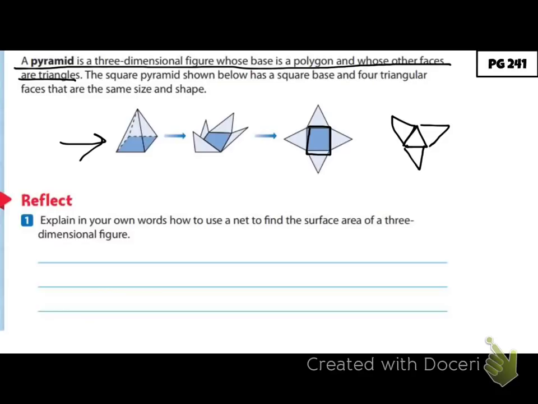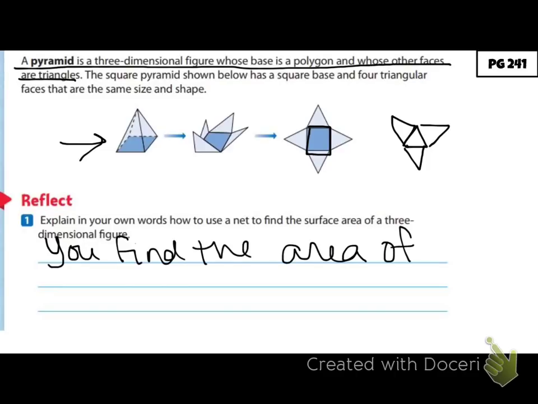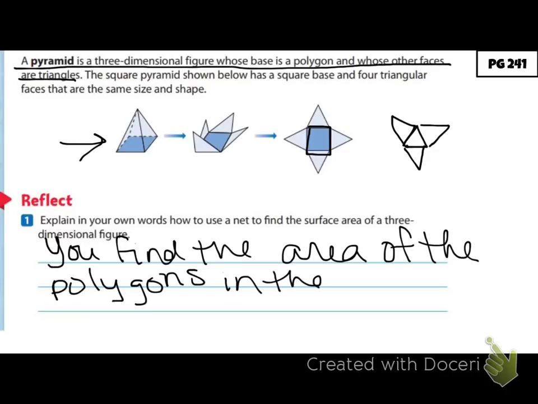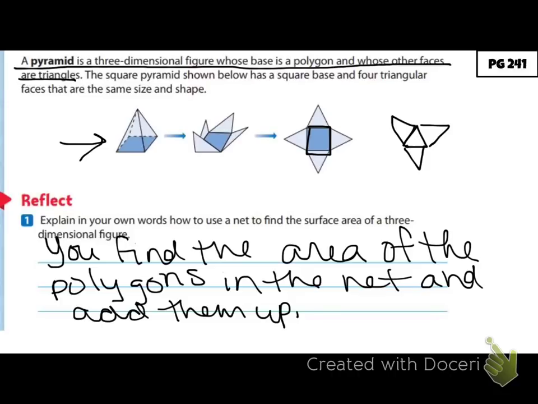So number 1 says, explain in your own words how to use a net to find the surface area of a three-dimensional figure. Well, just like we mentioned before, you find the area of the polygons in the net and add them up. So find the area of each face, each shape, and add them together.